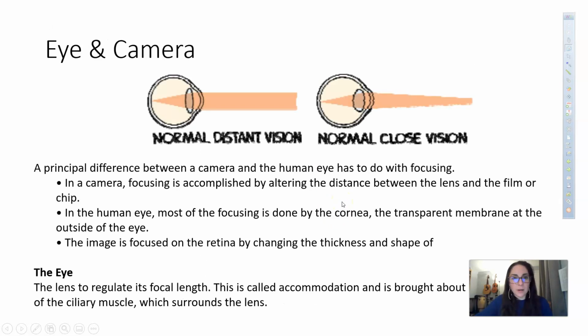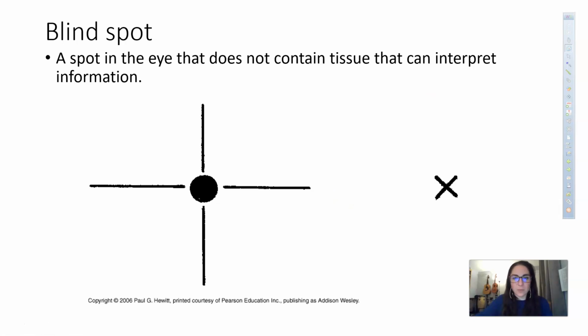Oh, this is a really cool thing that you could do. You don't have to do it now, but there's a blind spot, and oh, I found it. Oh, that's so weird. I did it right here. So if you sit about, I don't know, maybe a foot or two in front of my computer screen, and you close your right eye.